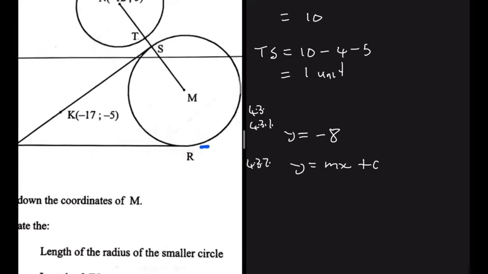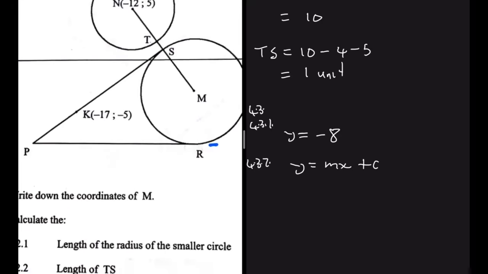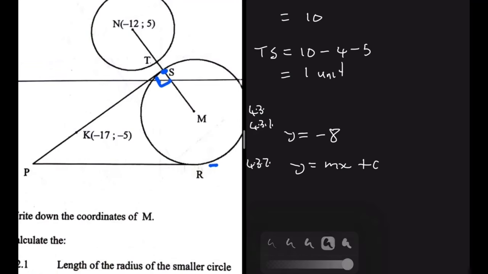So PS is a tangent at S, right? If PS is a tangent at S, then MS and PS should be perpendicular to each other. Yeah, tangent perpendicular to radius, right? We know that is a theorem we have. So if PS is perpendicular to MS, then we can find the gradient of MS and then find the gradient of PS through that. So how can you find the gradient of MS?